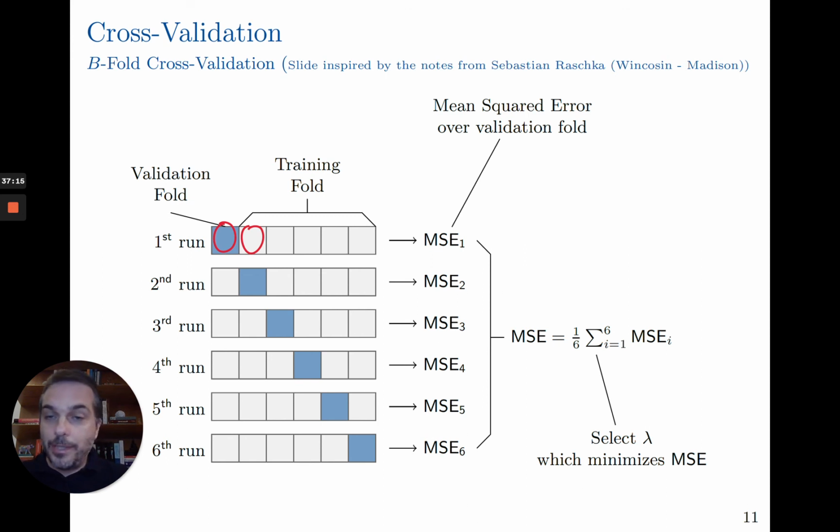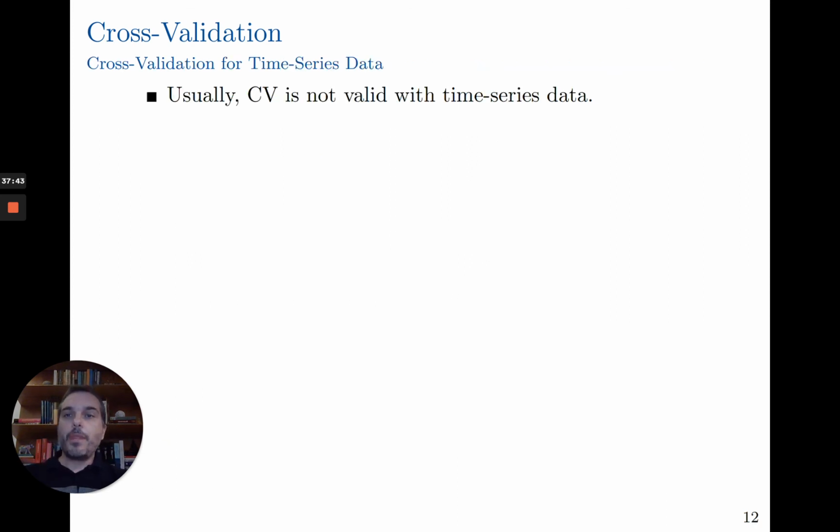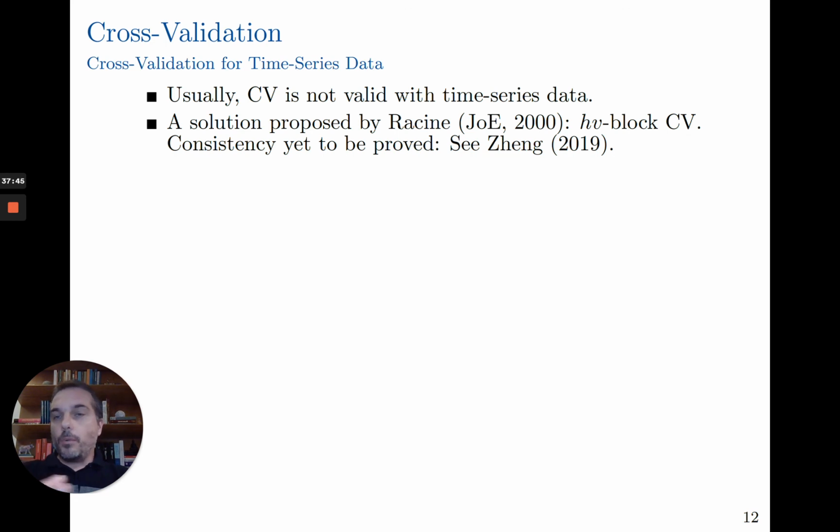So the gray samples are dependent on the blue samples. How much dependence we expect to have depends on the properties of the time series. If you have highly persistent data, we expect the correlation among the samples to be high. Okay, so this is an issue. So what has been done?